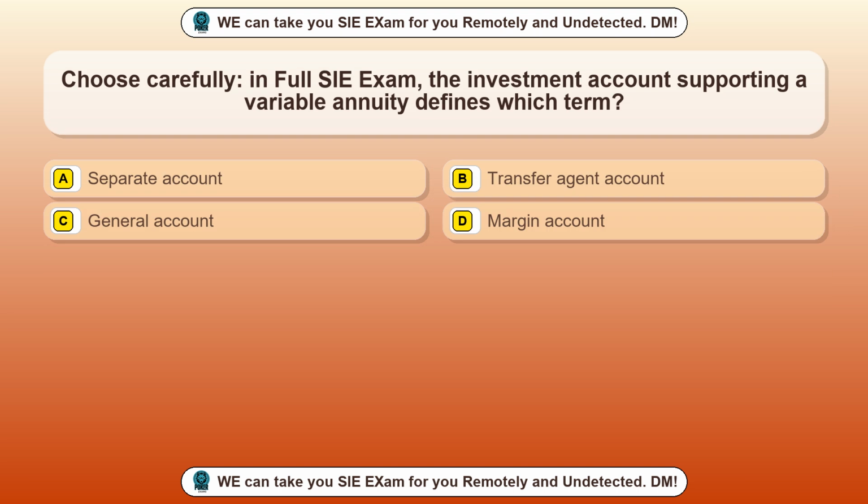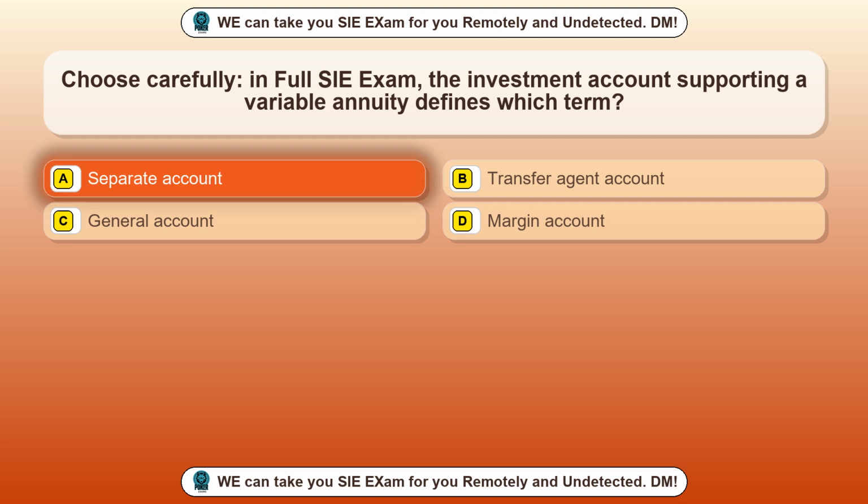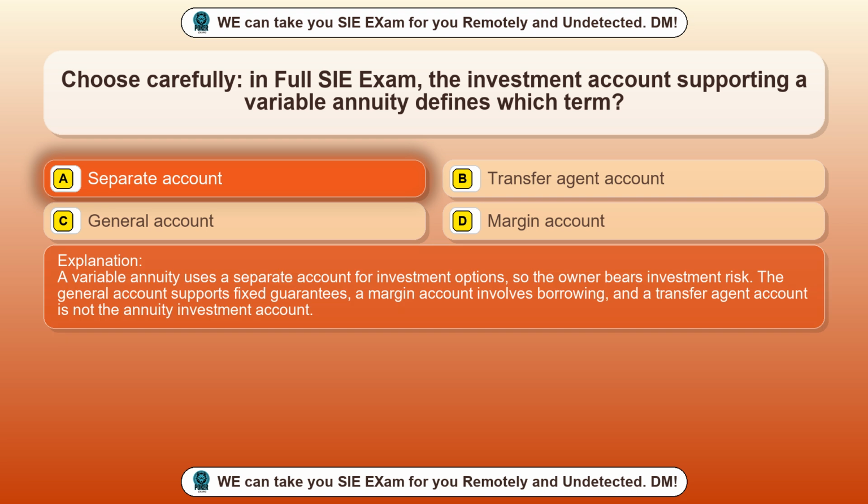Question 40. Choose carefully in the full SIE exam. The investment account supporting a variable annuity defines which term? Option A, separate account. Option B, transfer agent account. Option C, general account. Option D, margin account. The correct answer is option A, separate account. A variable annuity uses a separate account for investment options, so the owner bears investment risk. The general account supports fixed guarantees, a margin account involves borrowing, and a transfer agent account is not the annuity investment account.